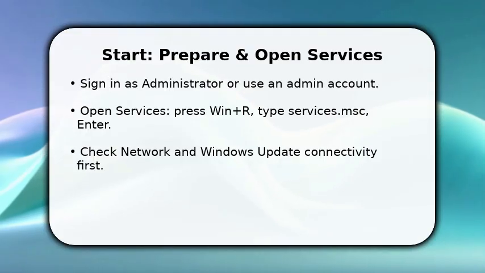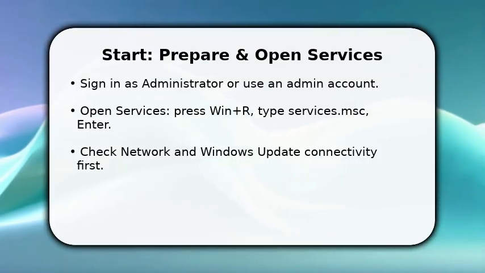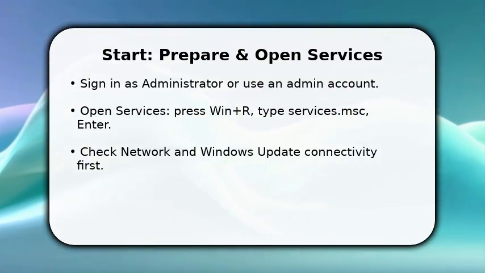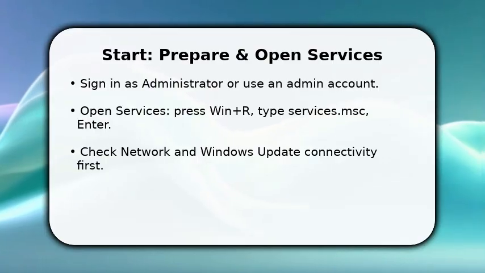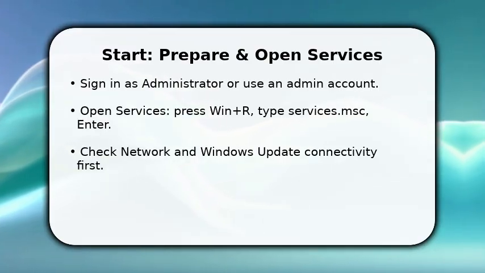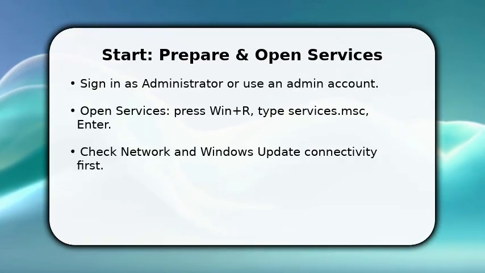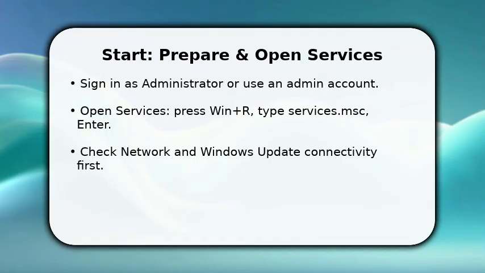You need admin rights and an active internet connection. Once you have them, open services by pressing Win plus R, typing services.msc, and hitting Enter. Locate the Online Troubleshooting Service entry or Windows Problem Reporting if Online Troubleshooting isn't visible.